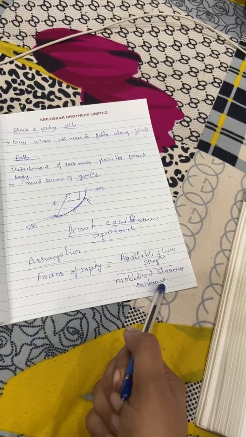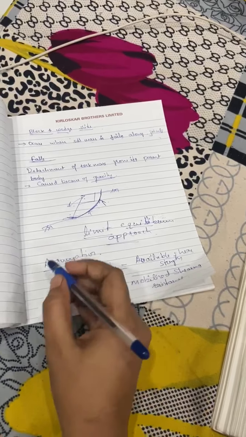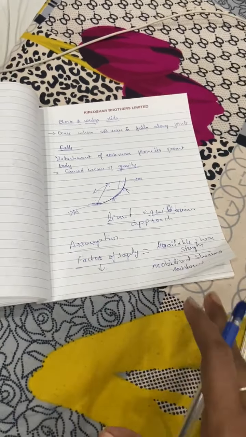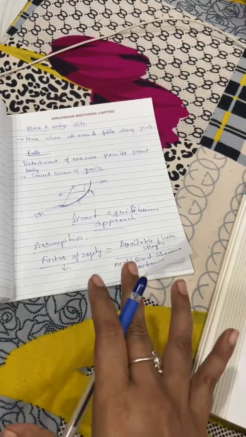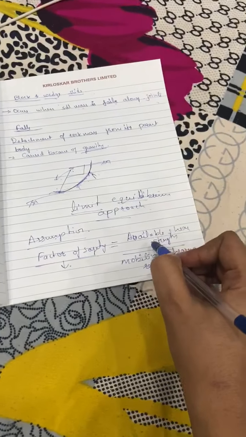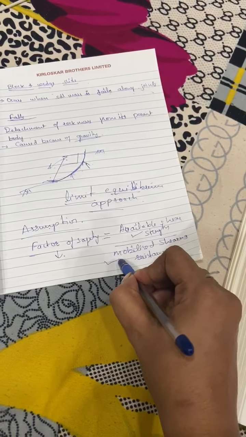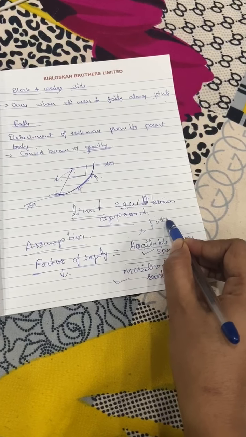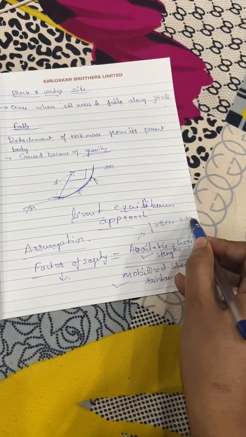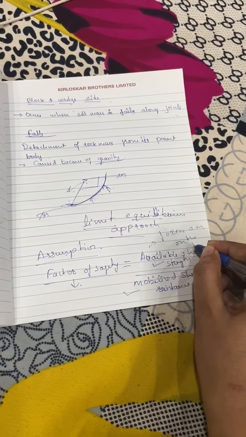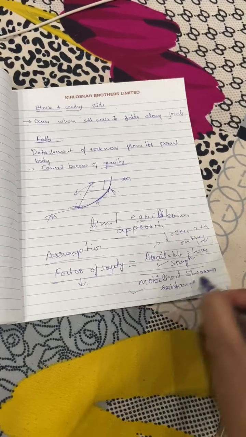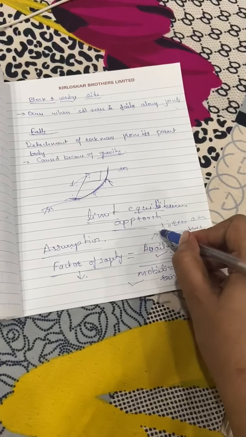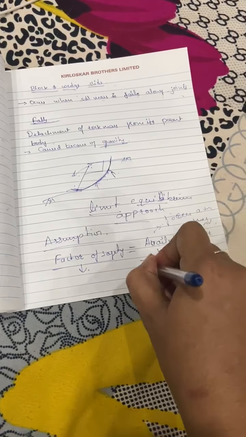Mobilized shearing resistance, that is the factor of safety. Depending on the factor of safety, you can say whether your slope is stable or not. So, available shear strength and the mobilized shear resistance. Available shear strength is because of the forces acting on the soil, and mobilized shear resistance is in the soil. Whatever the forces acting on it, there must be some resistance.